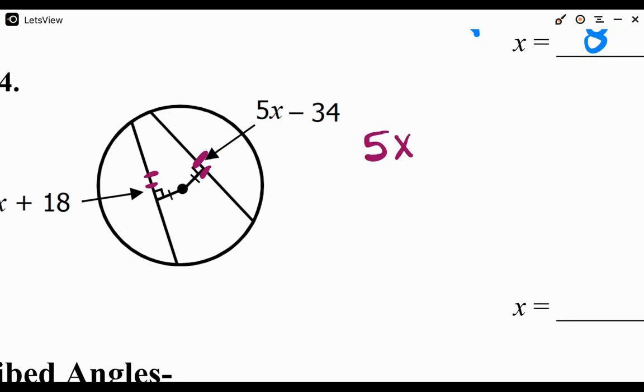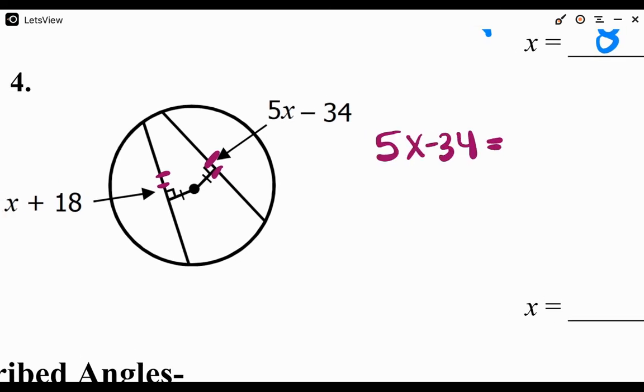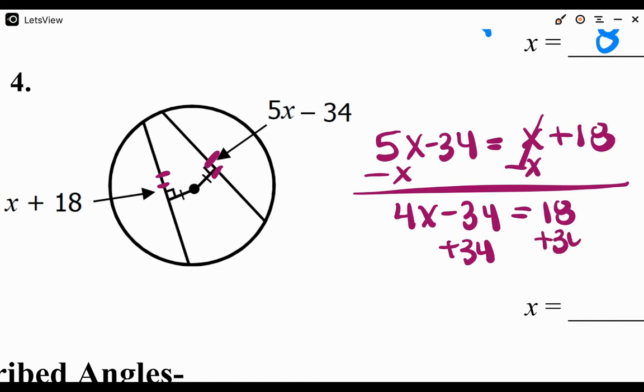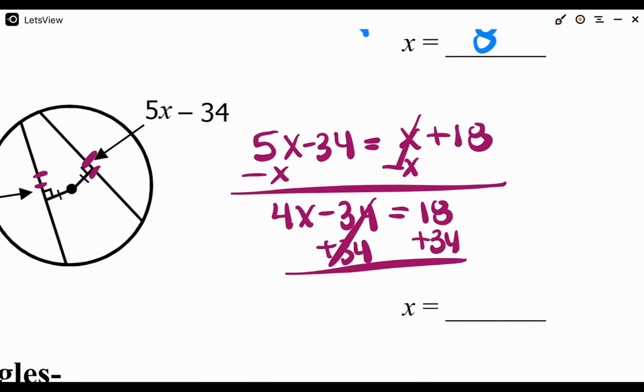So 5x minus 34 equals x plus 18. So subtract x from both sides. So 4x minus 34 equals 18. Add 34 to both sides. So we get 4x equals 52. Divide by 4. We get x equals 13.